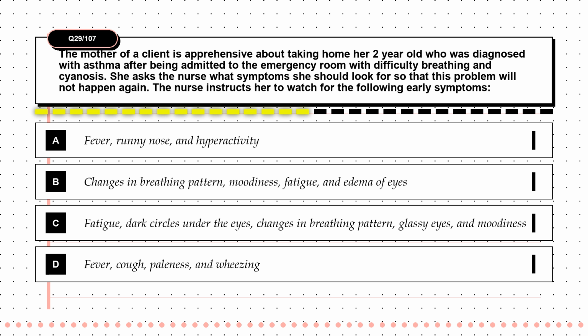Here are the options. Option A. Fever, runny nose, and hyperactivity. Option B. Changes in breathing pattern, moodiness, fatigue, and edema of eyes. Option C. Fatigue, dark circles under the eyes, changes in breathing pattern, glassy eyes, and moodiness. Option D. Fever, cough, paleness, and wheezing.